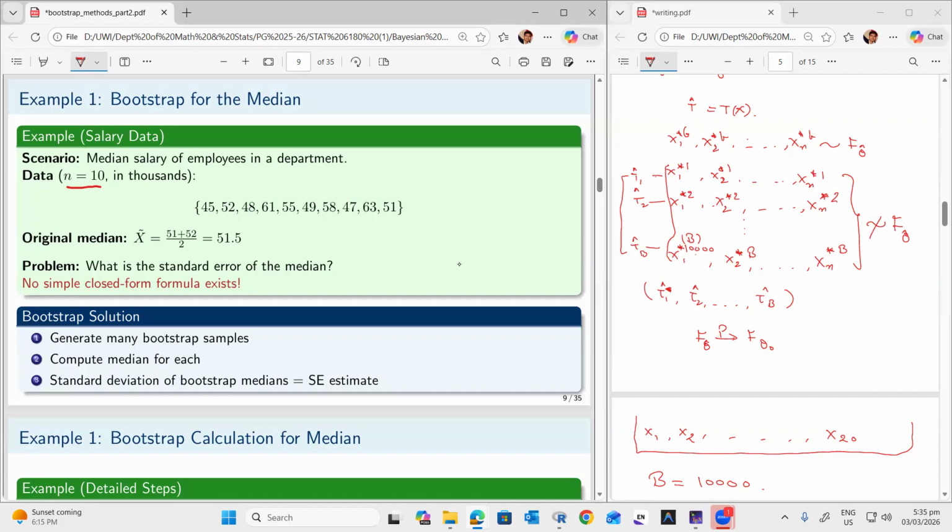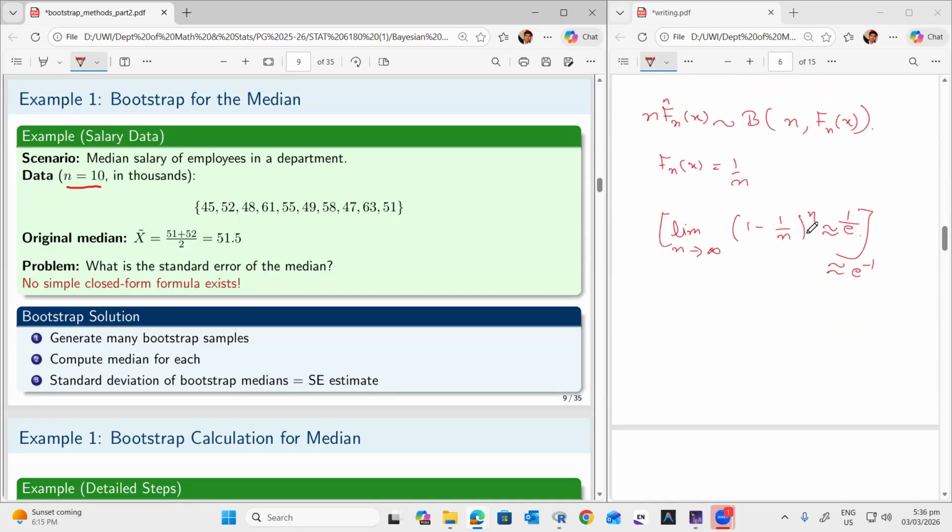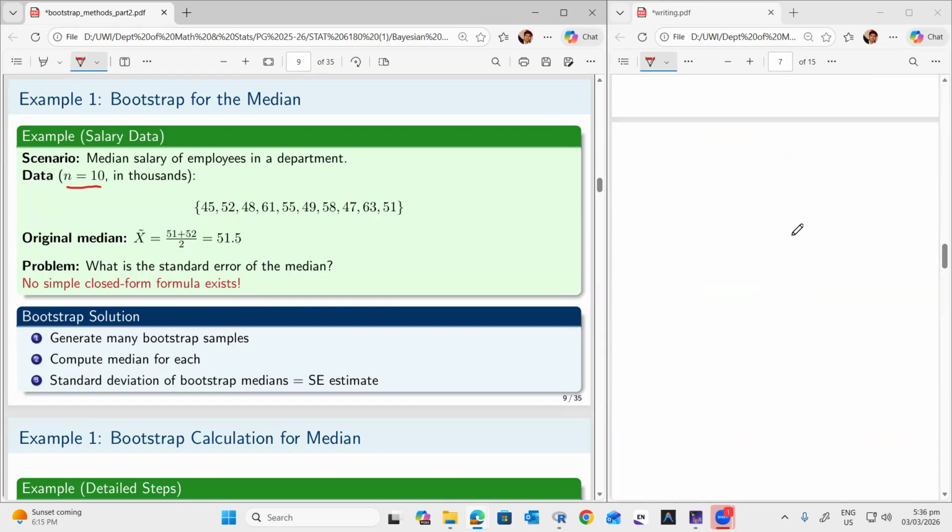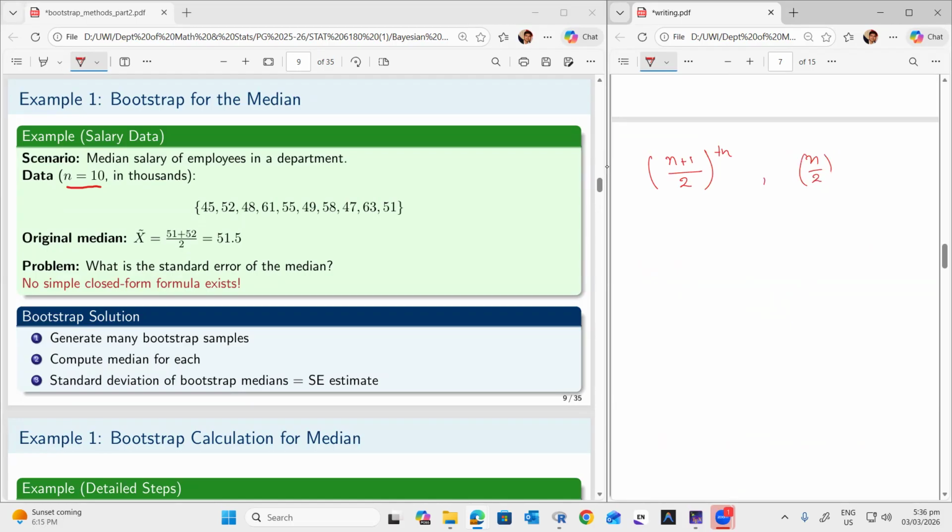So I will find the original median. How do we find the median for the given data set? What is the formula to find the median? Do you remember that? We need to sort the data in ascending order, and then if n is odd, it is the (n plus 1) by 2th observation. If it is even, it is the n by 2th observation plus the (n by 2 plus 1)th observation, divided by 2.